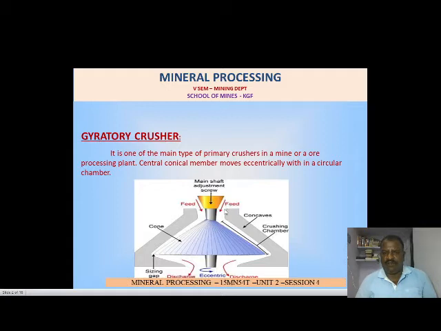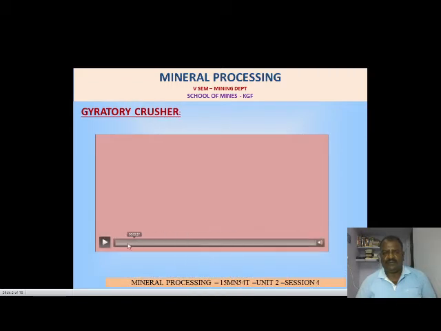Feed takes place at the top, on both sides, and it has a concave shape. This one, and the cone in the center. This is the length of the crushing chamber. When the main shaft moves in an eccentric manner, the discharge takes place after crushing. The size gap is this, and after discharging the material will come in this direction. We will see the operation. Now we will see the video of the gyratory crusher.